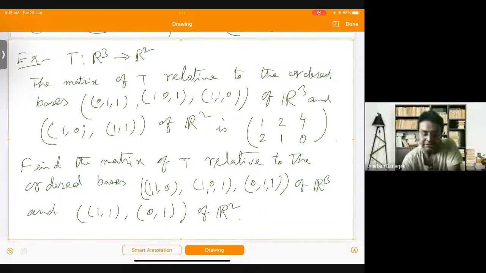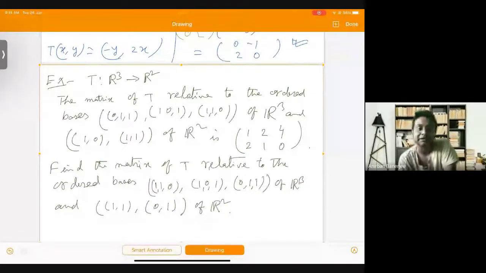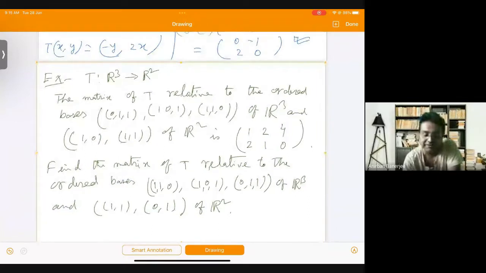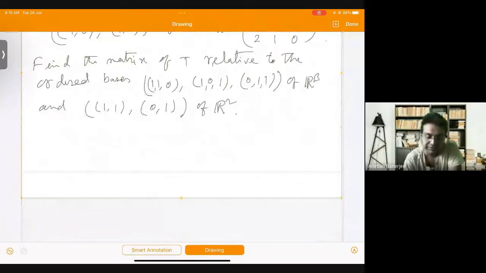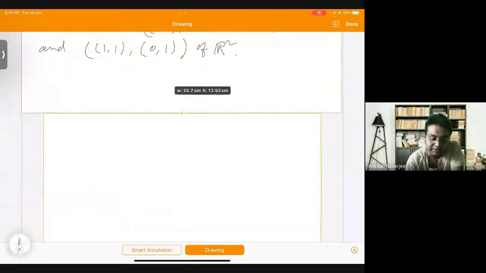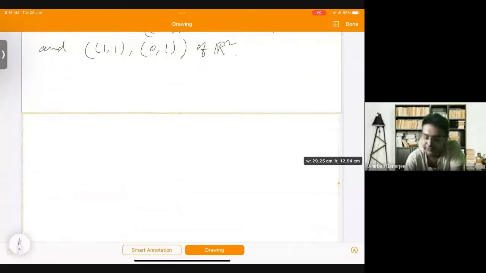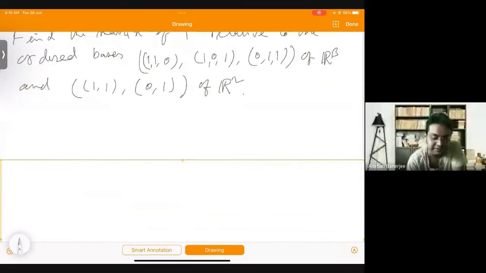So we have a linear transformation, we don't know the formula. With respect to a set of ordered bases for both the domain and codomain, the transformation matrix is given. We have to find the matrix for a different set of ordered bases. So let me know if you have any doubt about this problem. I hope that you understand the problem clearly. Now we go for the solution.